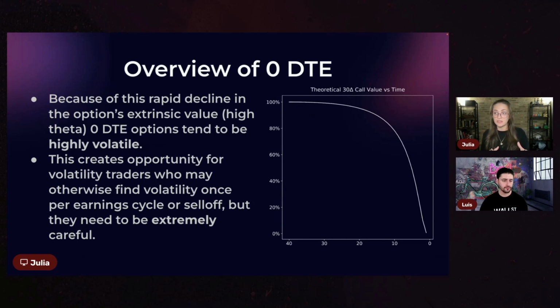So what this means is that this creates opportunity for volatility traders in a calm market where they would normally get opportunity once per earnings cycle or once per sell-off or when something dramatic happens in the market, which is not that often. Now with zero-day options, you have opportunity more regularly and high volatility conditions more regularly. But because of the volatility of those positions, you have to be very careful, especially how you set them up, and especially if you're trading in a very small account.